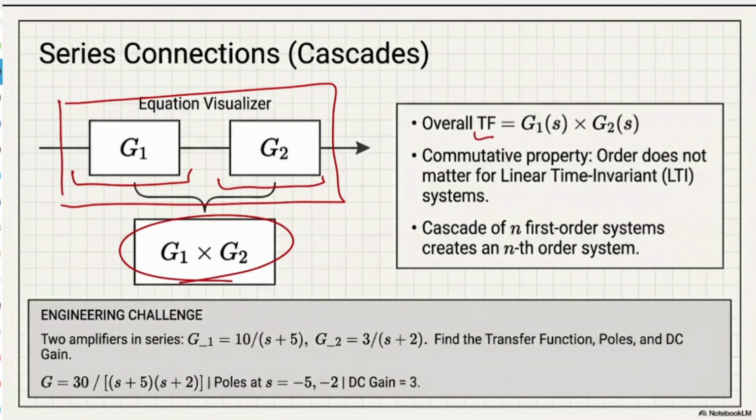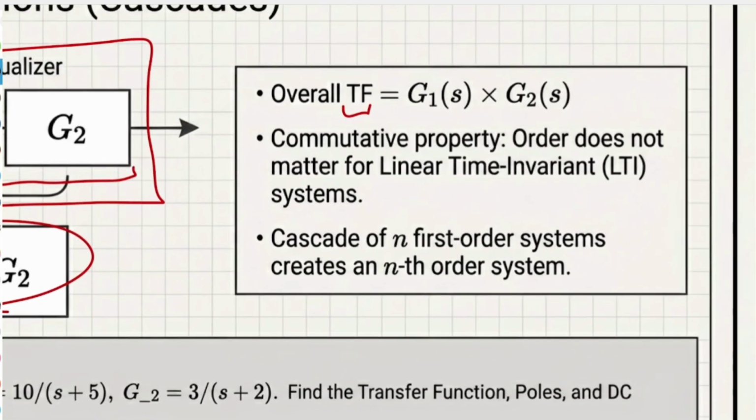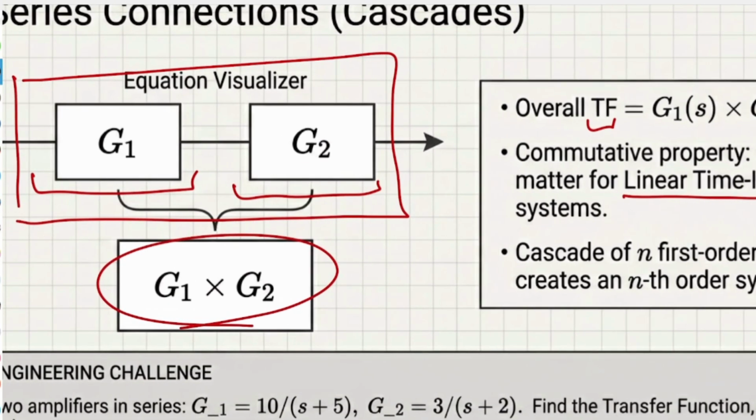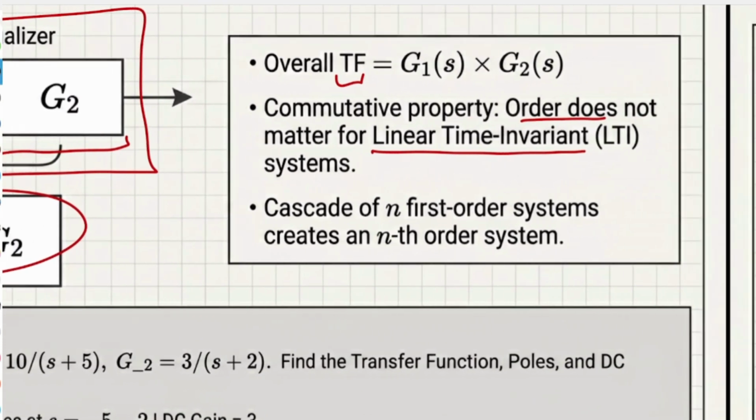Your overall transfer function would be G1(s) multiplied by G2(s). The good thing is that order does not matter when we are talking about linear time invariance. If you have G1 first or G2 first, it doesn't matter. You just have to multiply. So cascading n first order systems is going to create what? An nth order system.